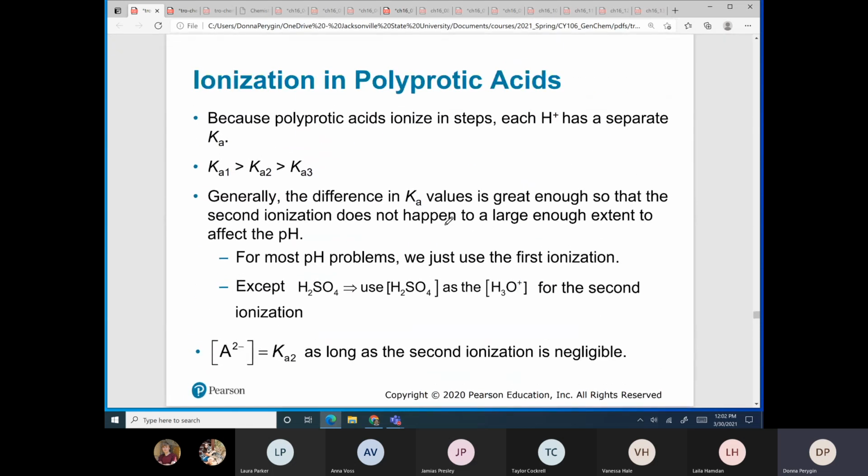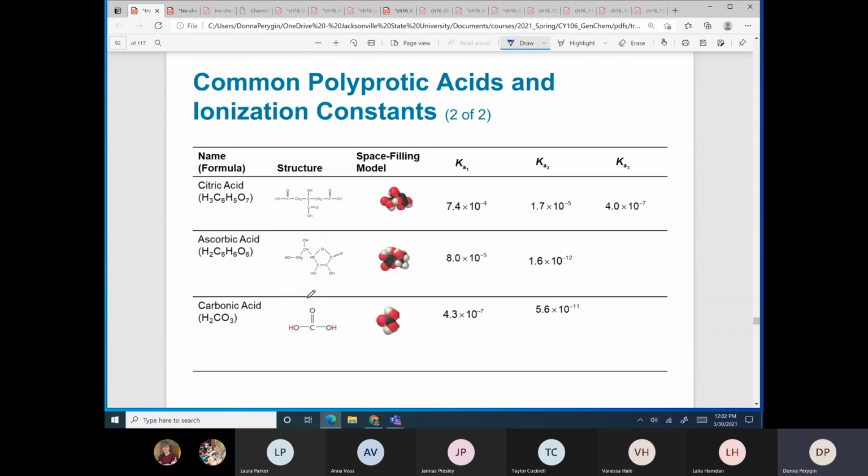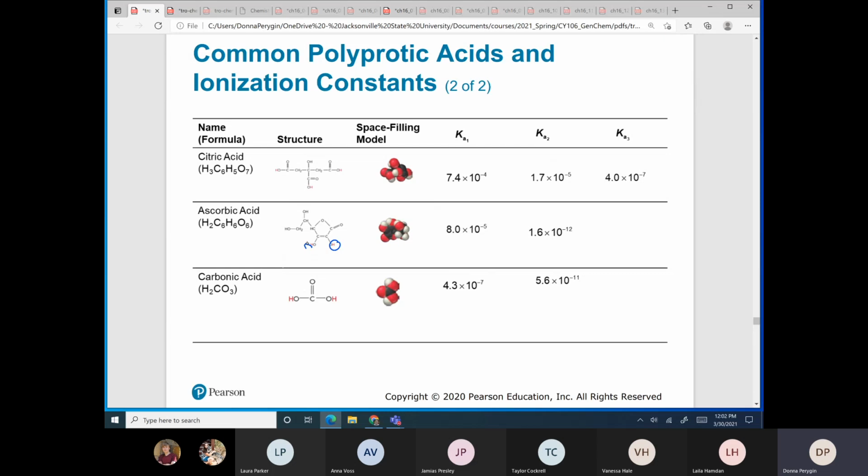Okay, so I need to start working problems. Let me go ahead and run through this real quick. If you have a polyprotic acid, that means you've got an acid that can dissociate in steps. Let's look at some examples here. That could be sulfuric acid, oxalic acid, sulfurous acid, phosphoric acid, and here are some more of them. Everything in red, these are all acidic hydrogens. These hydrogens come off in steps, because when you remove the first hydrogen, you're going to have a negative charge on that molecule. It's going to be hard to remove the second hydrogen because increasing the charge on the molecule is going to get harder and harder.